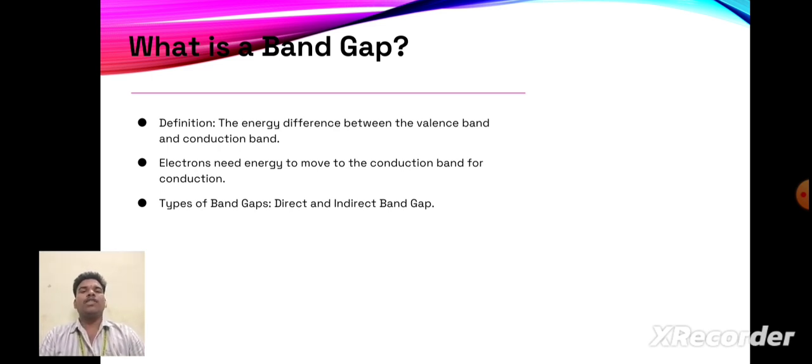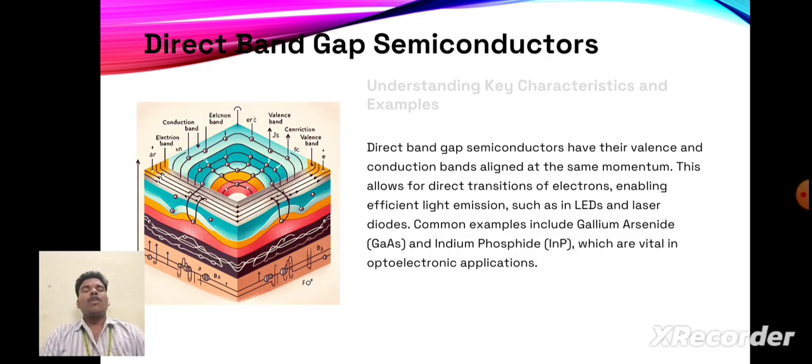The band gap is defined as the energy difference between the valence band and the conduction band, and electrons need energy to move from the valence band to the conduction band for conduction. The types of band gaps are direct and indirect. Next, what is meant by direct band gap of semiconductors?